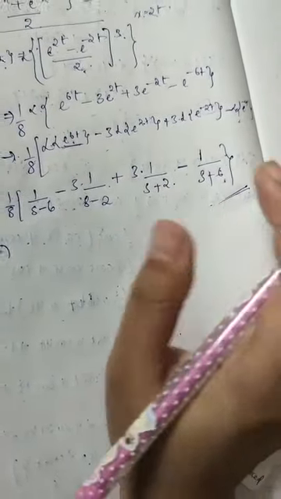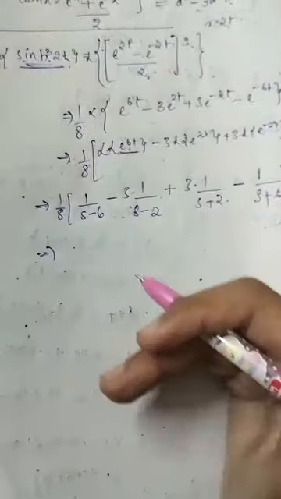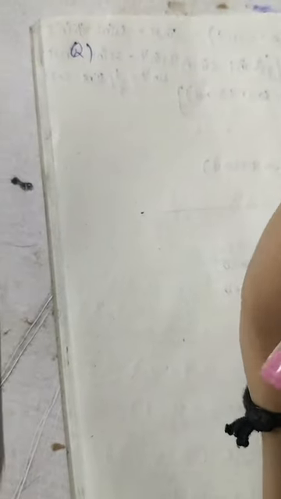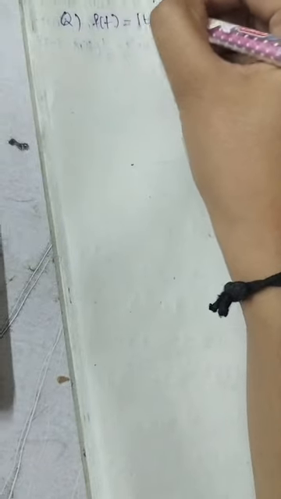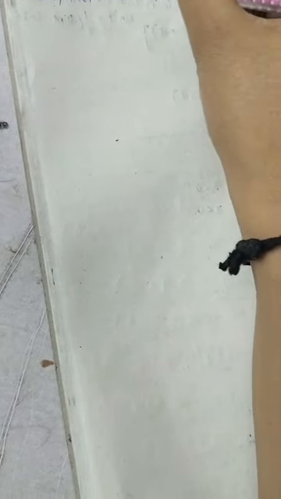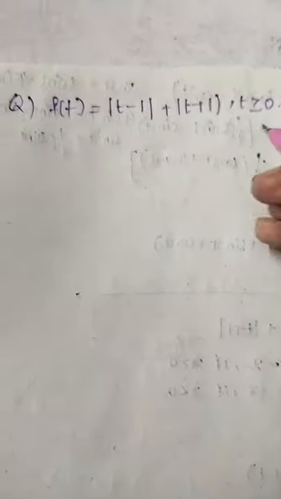So we can end this till here. We can solve it furthermore. Let us see a nice beautiful question. Okay, f of t is equal to mod of t minus 1 plus mod of t plus 1, where t is greater than or equal to 0. So here is a question.